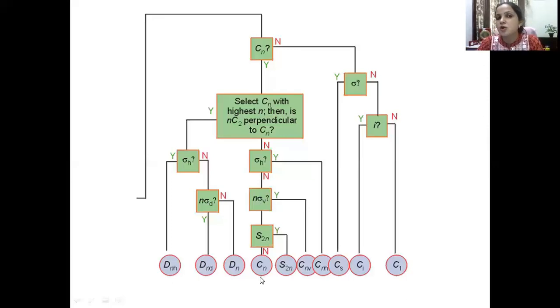So this was all about the flow chart, how we assign the point group and how we visualize the molecules. Then in the next lecture, we will take some examples of molecules and assign the point groups to the molecules. Thank you very much.